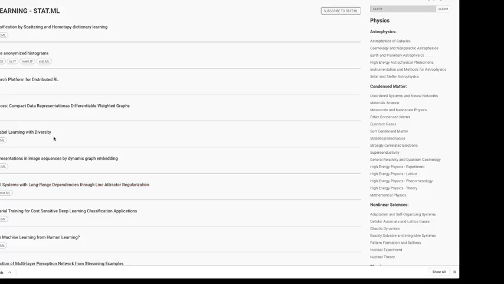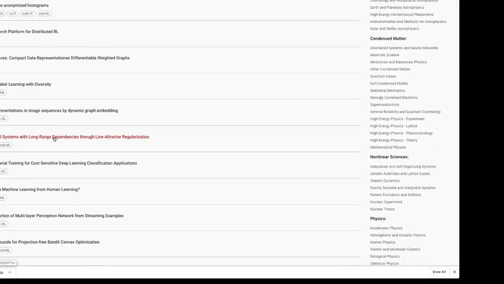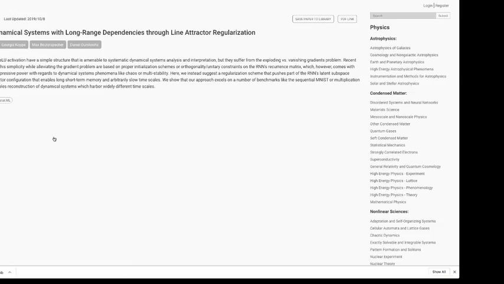How do you break it down? How do you know it's a good paper to read? Let's say, okay, what the hell is "inferring dynamical systems with long-range dependency through line attractor regularization"? What does that mean? The main thing people do is just read the abstract.